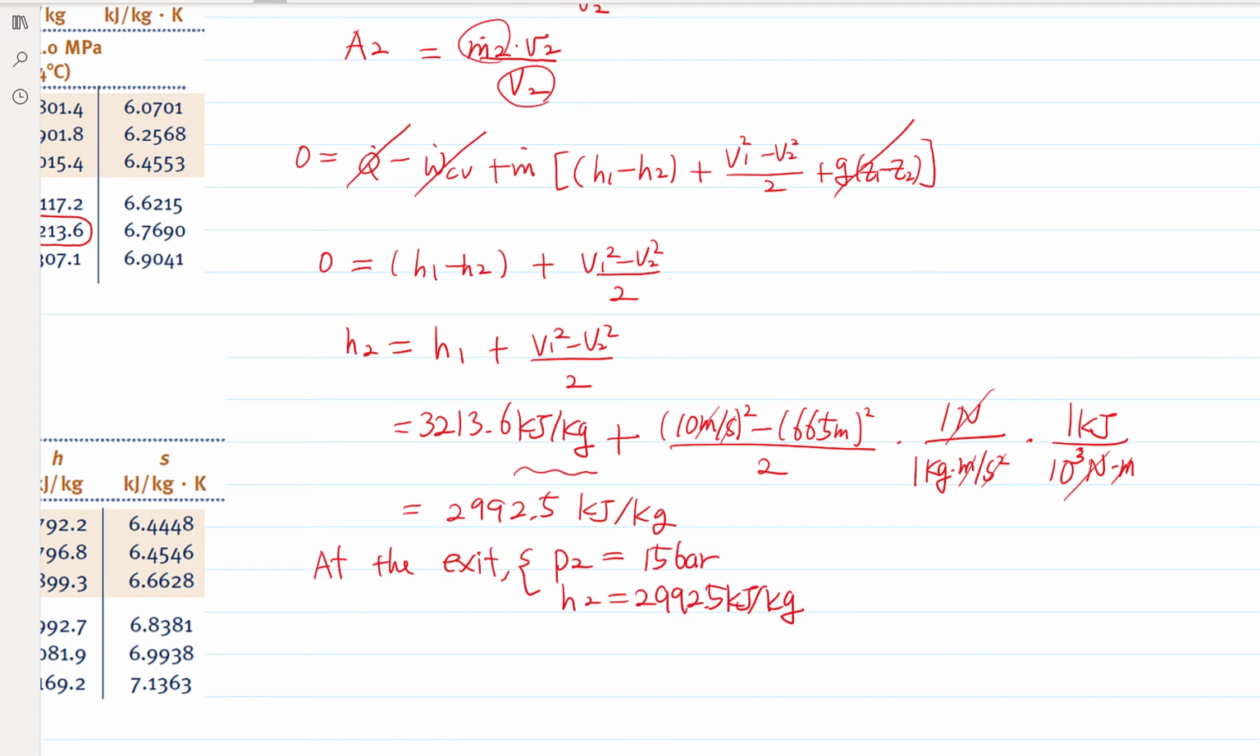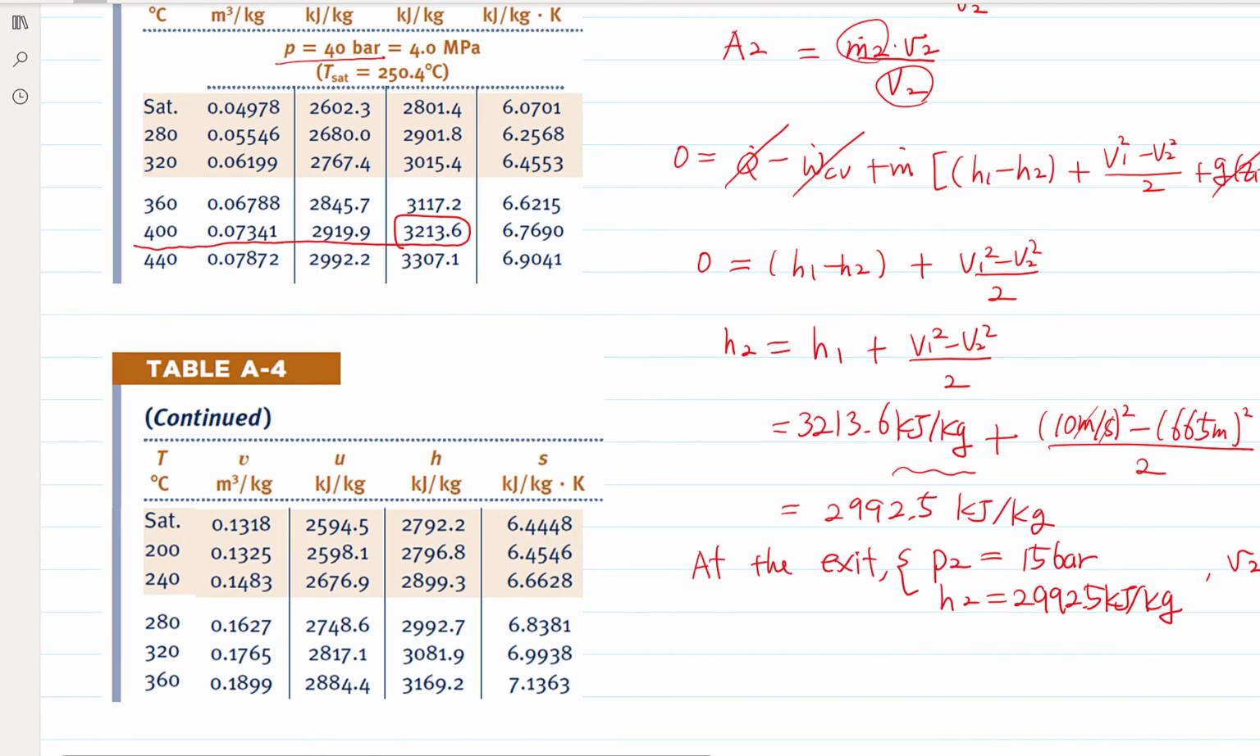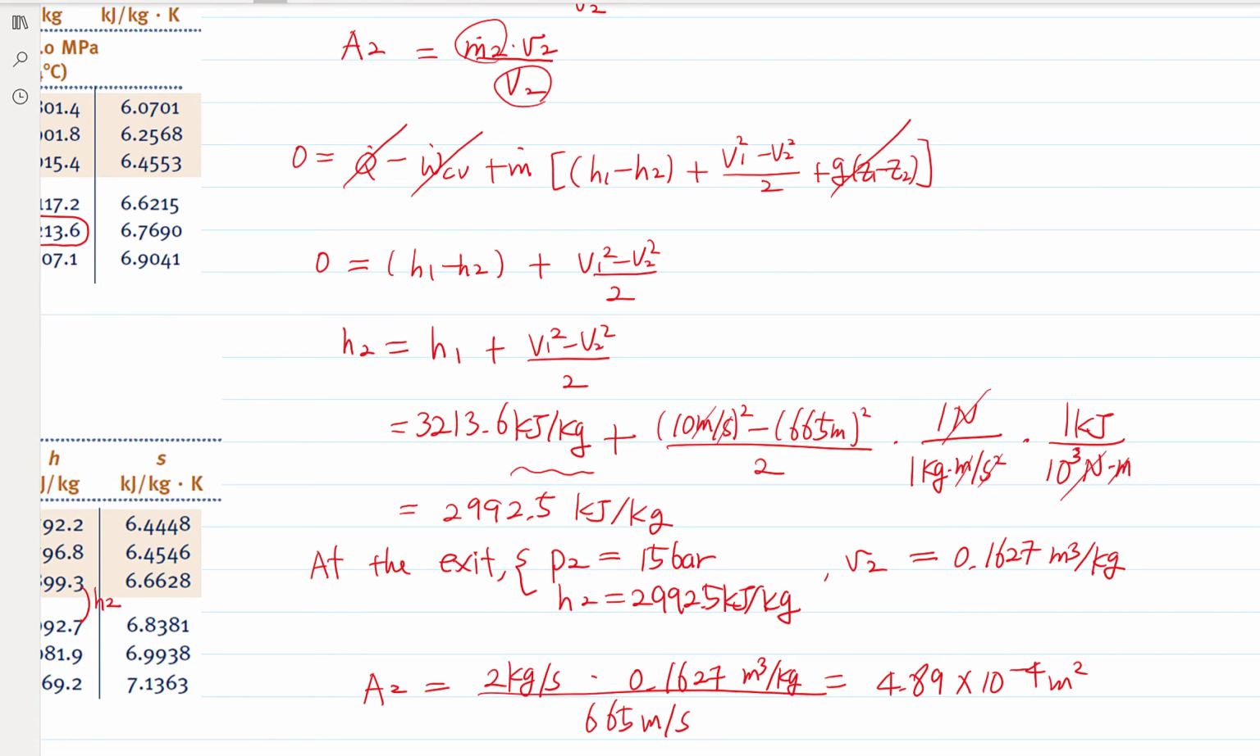At the exit, we know the pressure and enthalpy, two independent intensive properties, so we can fix the state. What we want to determine is v2, the specific volume at the exit. So see table 8.4. This is the table at 15 bar, and h2 is between these two numbers. We can interpolate to calculate v2. So we can determine the area at the exit.